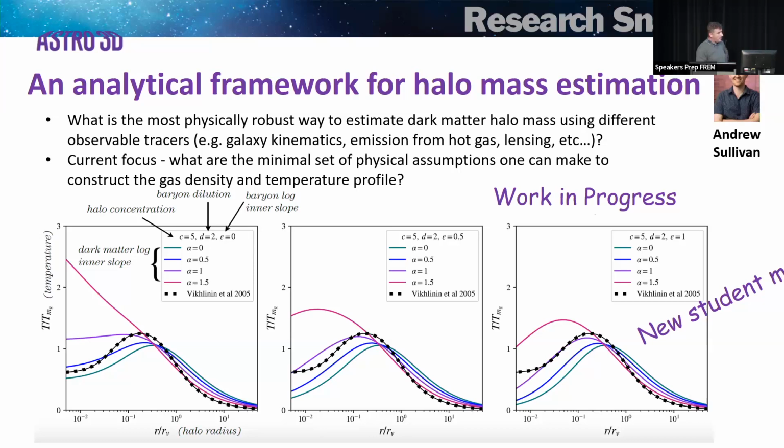And so from left to right, these are a bunch of different temperature profiles as a function of radius. The different curves correspond to different inner slopes. The filled squares correspond to some observational data from Vikhlinin et al. 2005. And you can see that even though it's a purely analytical scheme, it does a pretty good job in some cases. And so this is allowing Andrew to start building a framework to examine real data.